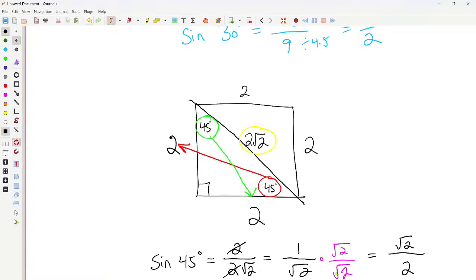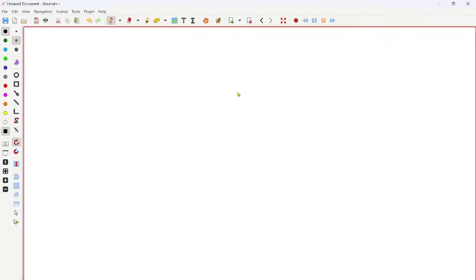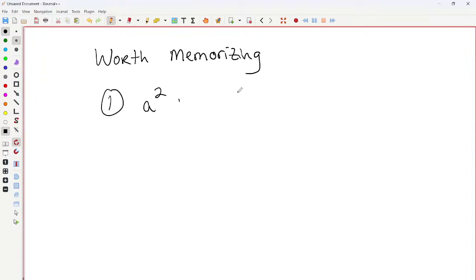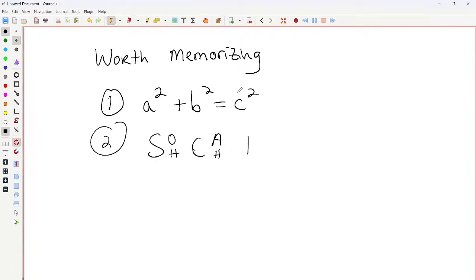I said I wanted to do trig for a variety of reasons. This is my last talking point of the day. It is absolutely worth memorizing. 1, a squared plus b squared equals c squared, if you have a hole in your ship or not. Memorize this over break. Take some time. Make an index card. These are your absolute must-knows. 2, SOH CAH TOA.